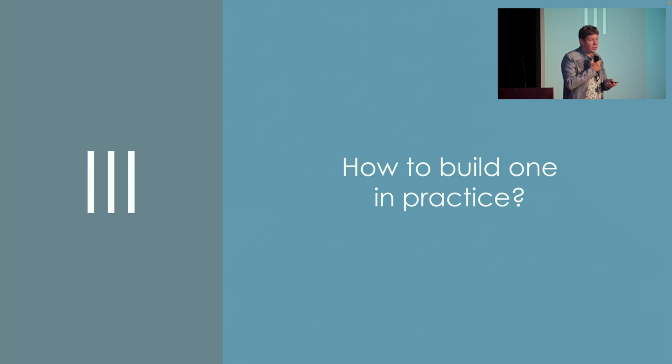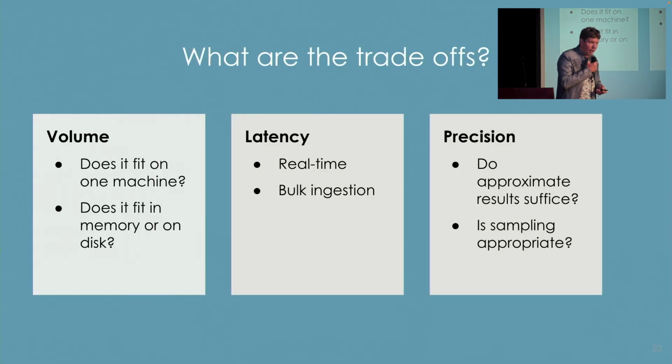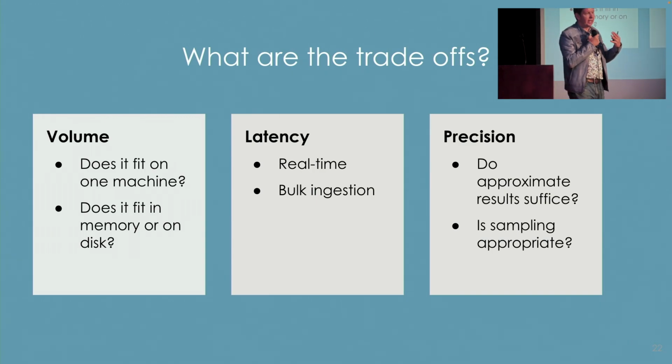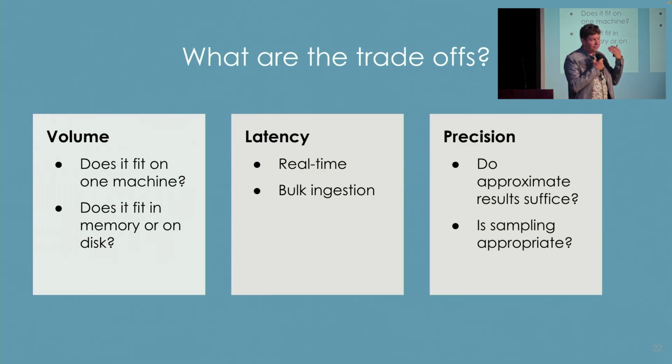So what changed along the way? Or how do we do things differently now, right? The first thing to think about is, what are your trade-offs? What's the volume? Does it fit on one machine? Does it fit in memory or on disk? Does it need a distributed system?